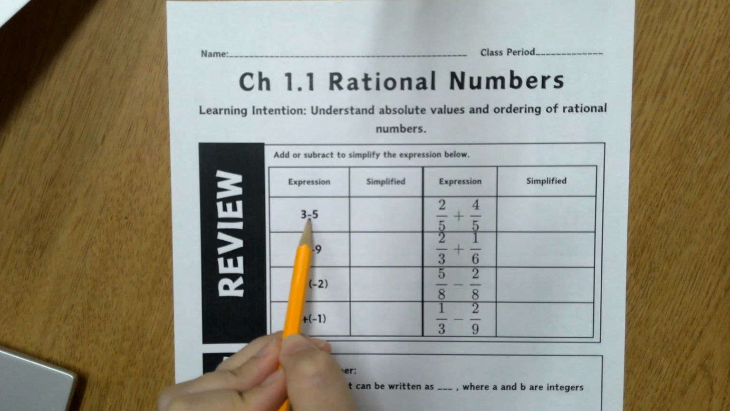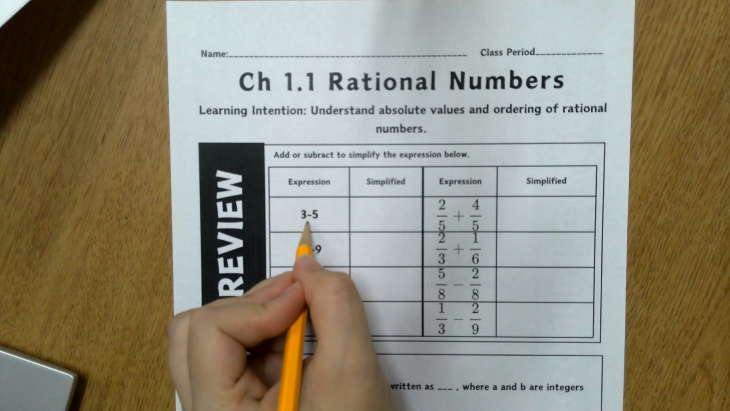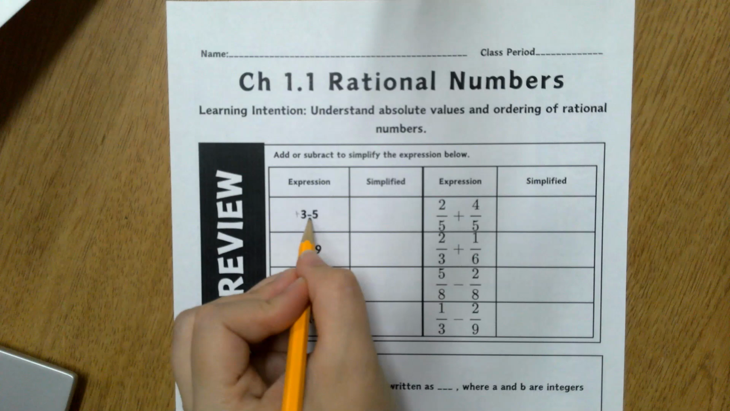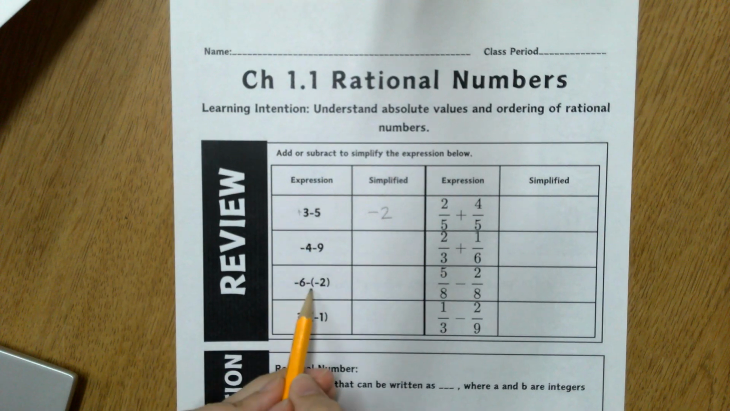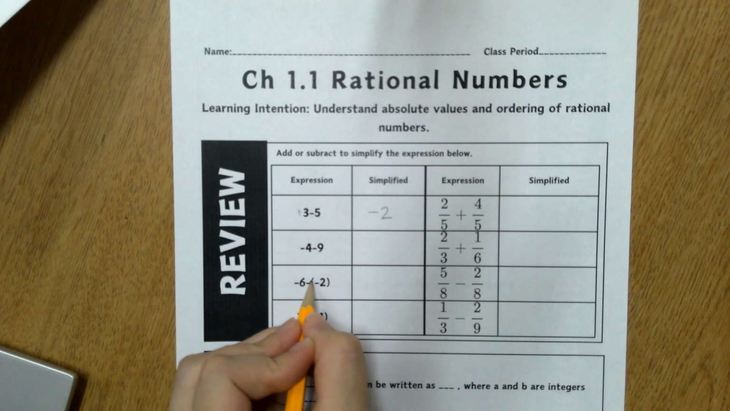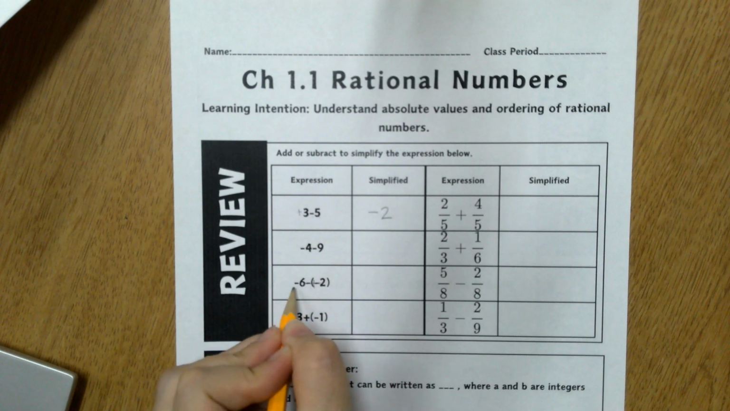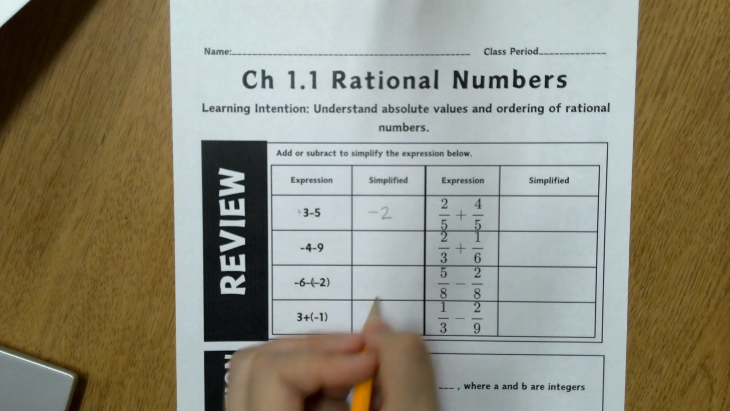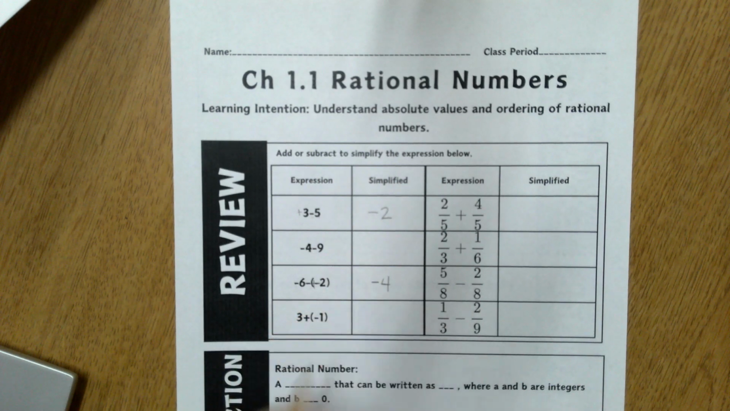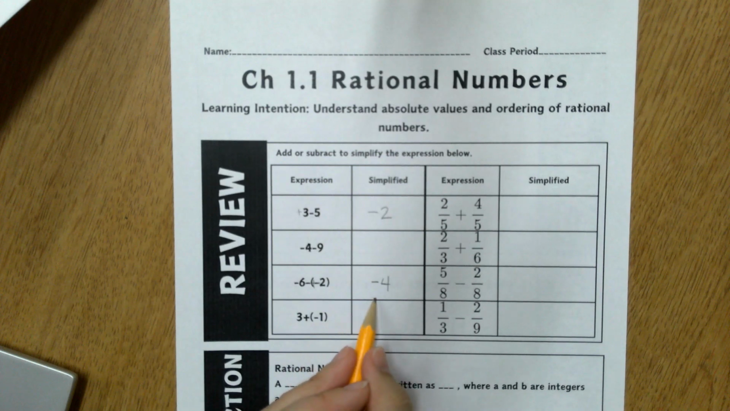So 3 minus 5, if I have a positive 3 and I take away 5, I'm going to have negative 2. I'm going to jump down here to this one, negative 6 minus negative 2. Remember, a negative plus a negative is a positive. So if I have negative 6 and I add 2, it's still going to have me in the negative, and it's going to be negative 4.